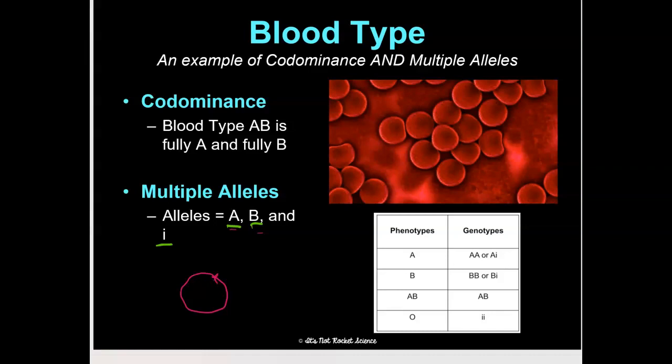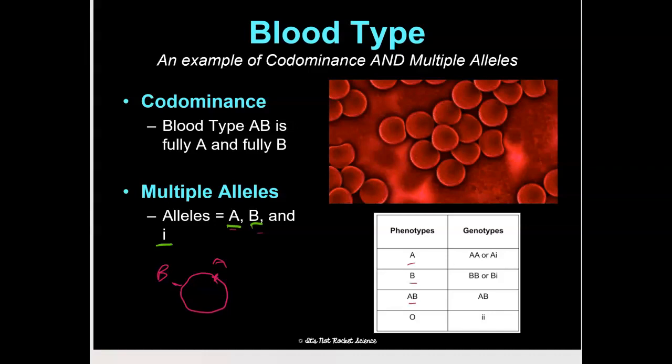So if I'm type A, the A allele makes an A protein on the surface. If I have type B, then I make a type B protein on the surface. And if I have an A allele and a B allele, then I'm going to have an A and a B on the surface. So that's how I end up being type A, type B, or type AB.